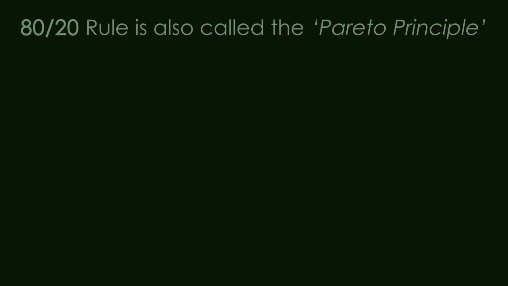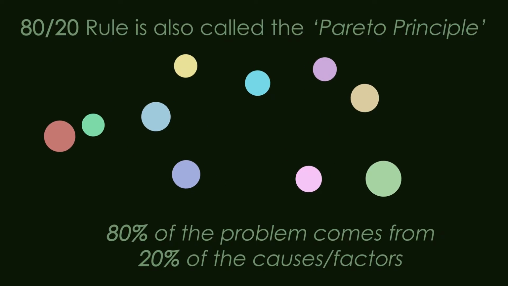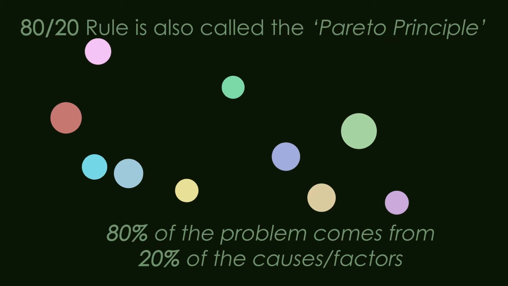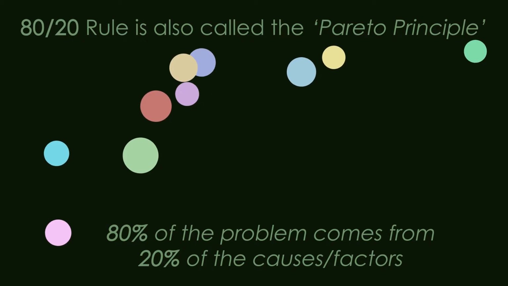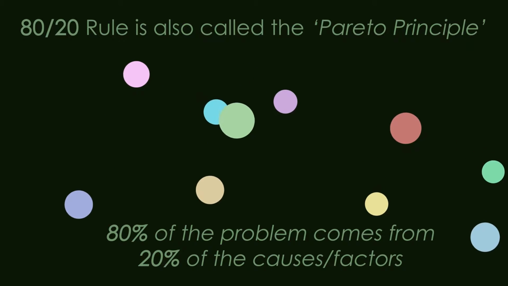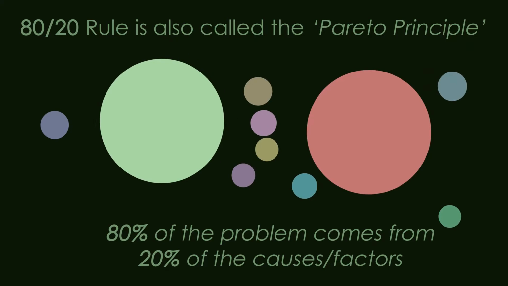So what is the 80-20 rule? The 80-20 rule, also known as the Pareto principle, states that 80% of the problem comes from only 20% of the causes. When looking into a problem, the first step would be to identify the various causes. Then, when you collect and analyze data for a specific period of time on how many times those causes actually impacted the problem, you will see that roughly 80% of the problem comes from only 20% of those causes.